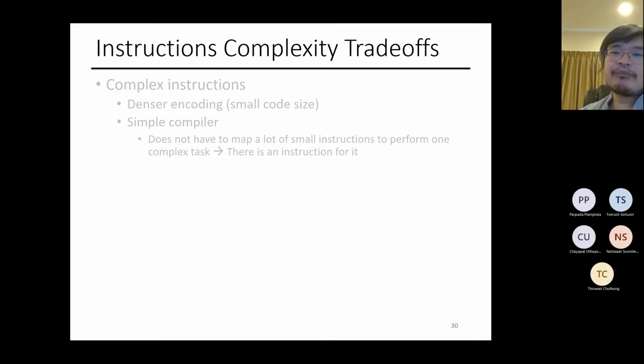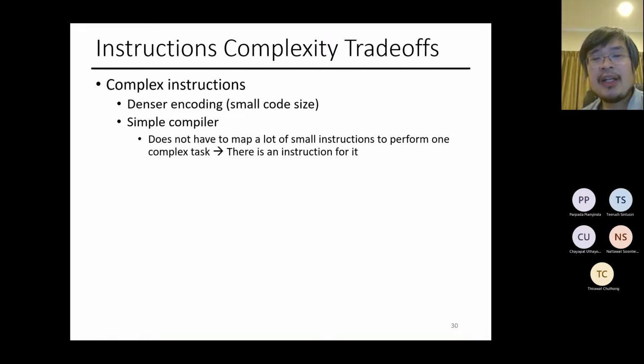So the trade-off is what? If you have complex instructions, you're likely to have much smaller code, right? Your compiled binary is going to be smaller because that's one instruction for everything. So instead of having to spend 100 assembly lines to implement a loop, you need one instruction that would loop around and do certain things, right? The compiler is going to be simpler because it doesn't have to map a lot of small instructions to perform one complex task. There's likely an instruction for that.